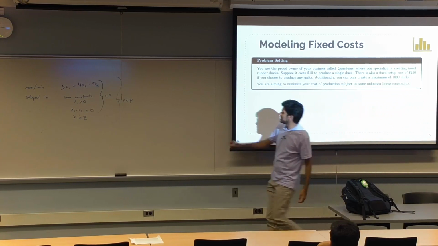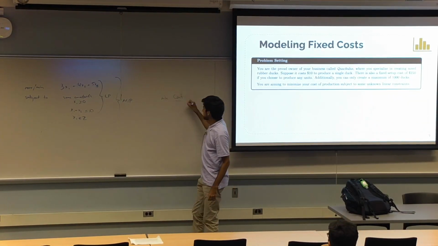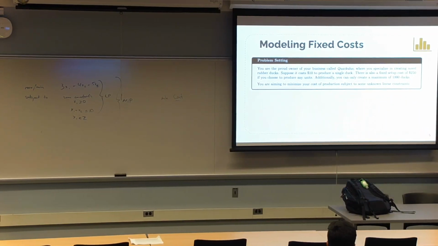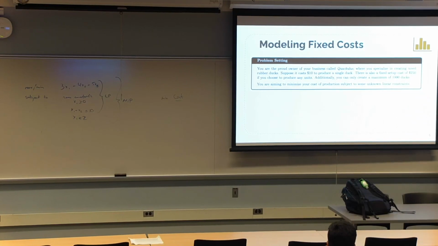Like, we're trying to minimize the cost, but what kind of equation is equivalent to cost in this setting? Yeah, Alex. Yeah, 250 plus 10d, where d is the number of ducks you produce.